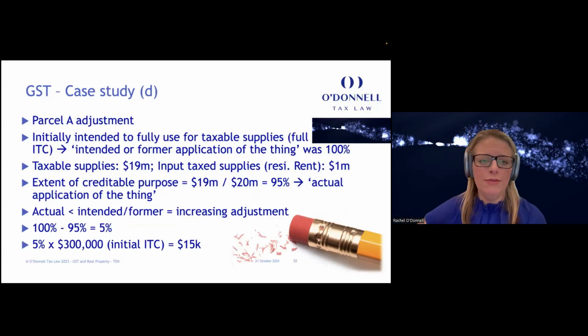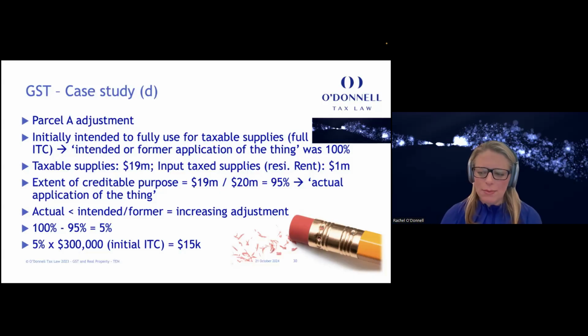So Parcel A, we've noted in the previous slide that is subject to the adjustment. We initially intended to fully use it for making taxable supplies. So we had a full input tax credit, we had a total creditable purpose, and we claimed back that $300,000 as an input tax credit. That's known as the intended or former application of the thing. That was 100%. As I noted, we've gone from that to intending to use that property to make a $1 million supply that's input taxed and 19 that is taxable, therefore giving us a 95% actual application of the thing.